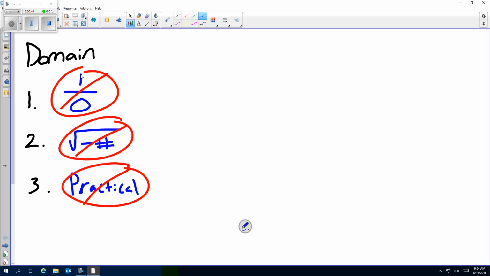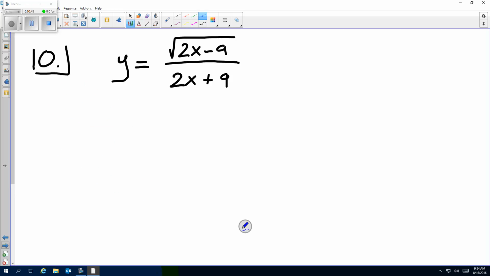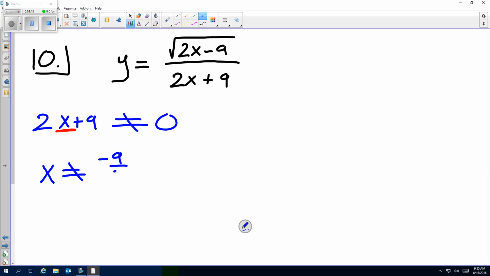So let's look at a problem that we have been given. I'm looking at number 10 on the summer packet. So a couple of things. The first thing I look for is a denominator. Do I have a denominator? Well, obviously I do. And I know my denominator cannot be equal to 0. So really I could say that 2x plus 9 cannot be equal to 0. Well, that's simple. I can still solve for x. And it's going to give me that x cannot be a negative 9 halves.